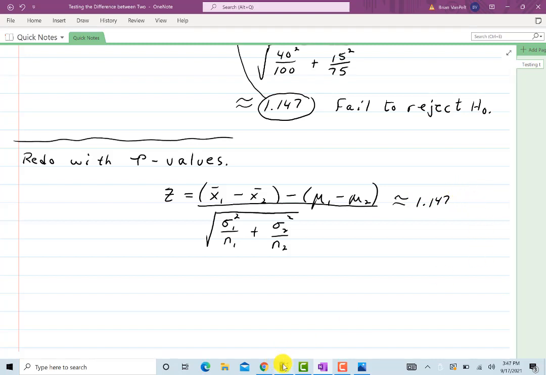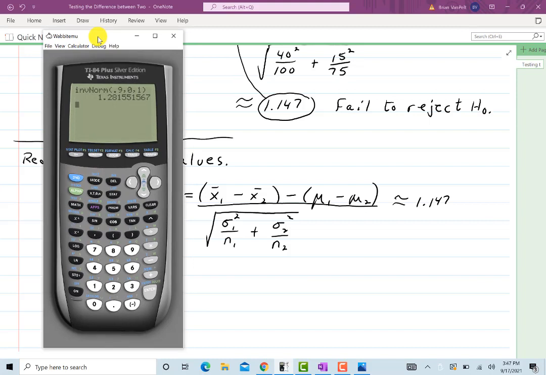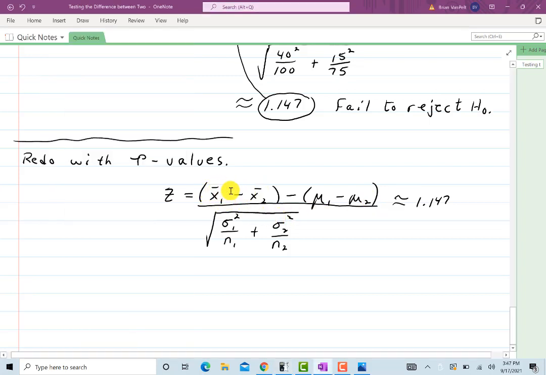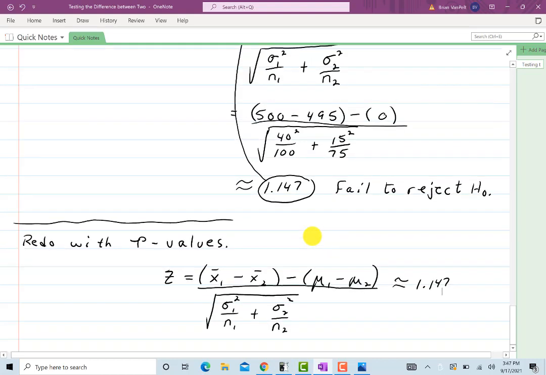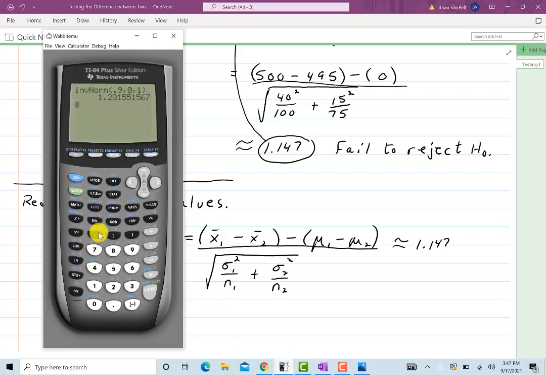Let me grab the calculator up here and throw in the numbers that we know. To do this, remember mu1 minus mu2 for these tests is usually going to be 0. So all we're going to have here is, I believe, 500 minus 495. Let me put that so I can see what I'm typing in. We will encase that in parentheses: 500 minus 495. And then I will finish off the parenthesis.